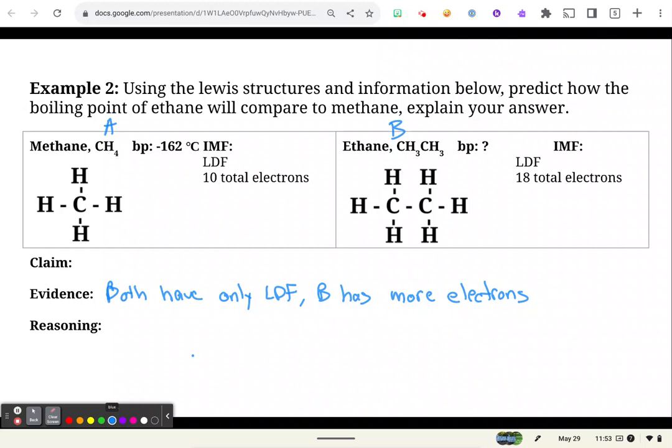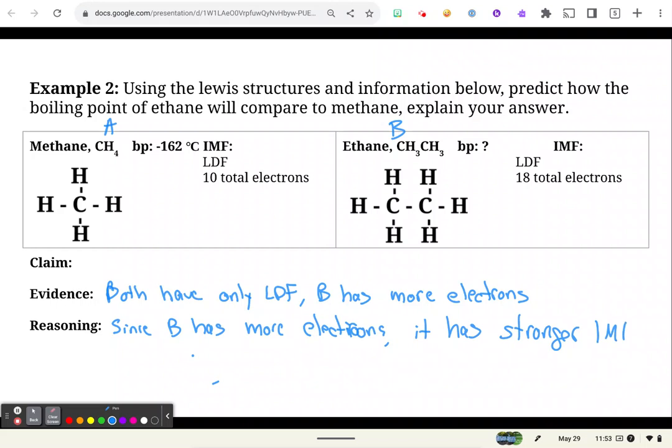So then my reasoning. Now I have to figure out what that means. Well, since B has more electrons, it has stronger IMFs. So there's a stronger attraction between the particles of ethane, or letter B. So it takes more energy to separate the particles or break the attractions, something along those lines.